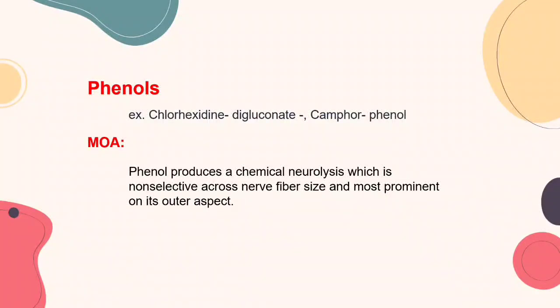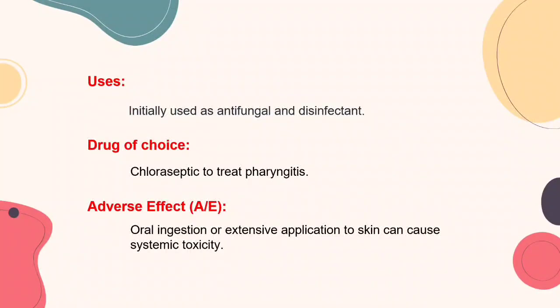Its mode of action is that phenol produces a chemical neurolysis which is non-selective across nerve fiber size and most prominent on its outer aspect. It is initially used as an antifungal and disinfectant. The drug of choice is chloraseptic to treat pharyngitis. The adverse effect is that oral ingestion or extensive application to skin can cause systemic toxicity.